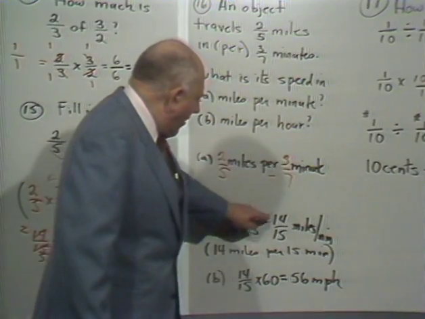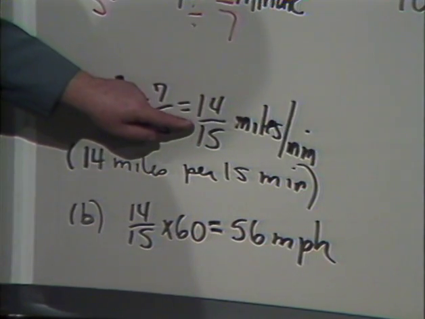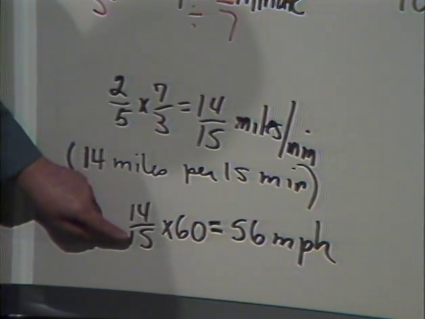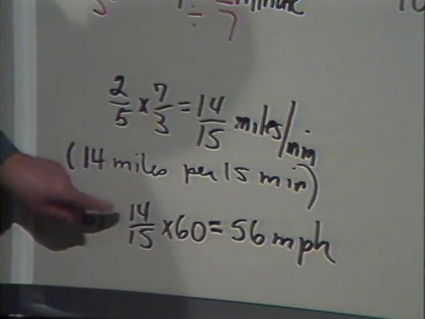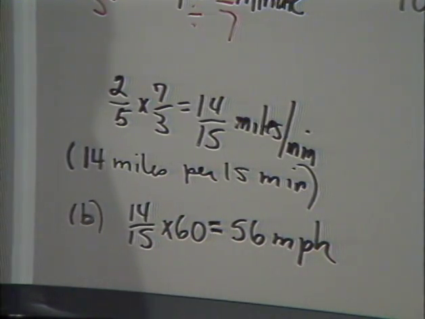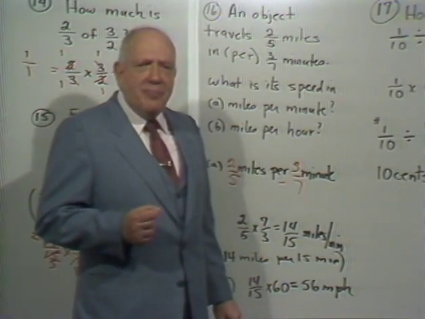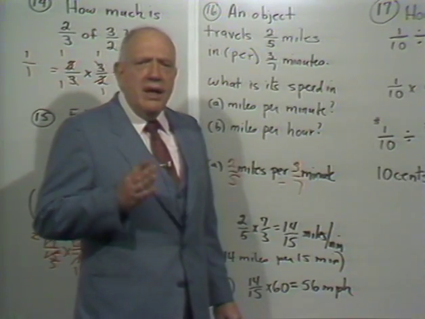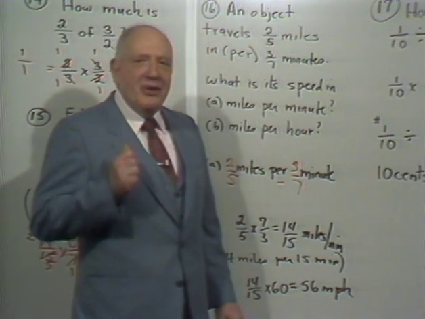And if you want to do the problem the other way, there are 60 minutes in an hour, so if you go 14/15 of a mile each minute, in a whole hour you're going to go 14/15 of a mile 60 times. 15 goes into 60 4 times. 4 times 14 is 56. So even though 2/5 of a mile in 3/7 of a minute doesn't sound like much, it's still what? 56 miles per hour. Let me give you one more problem just to show you again how this works.